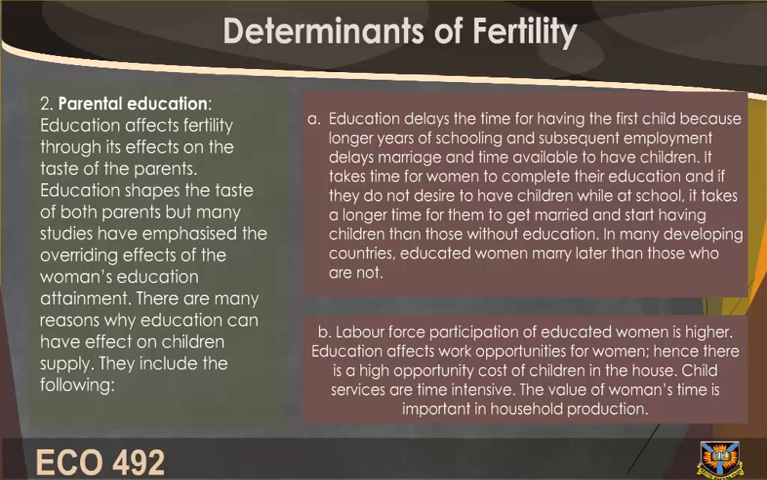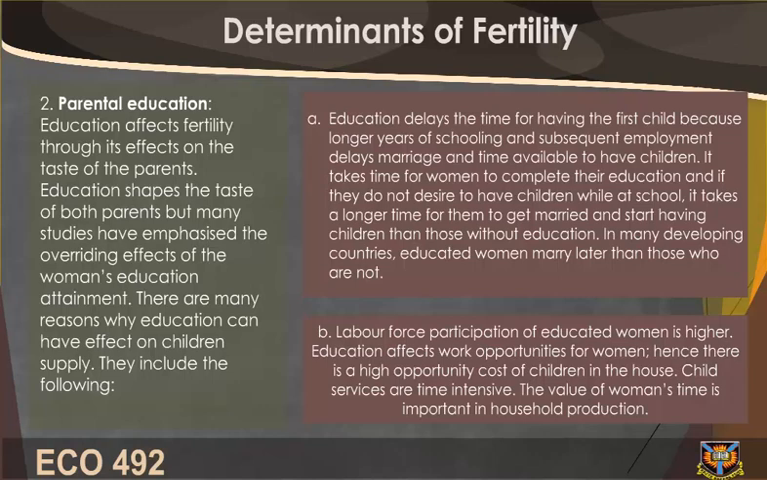It takes time for women to complete their education, and if they do not desire to have children while at school, it takes a longer time for them to get married and start having children than those without education. In many developing countries, educated women marry later than those who are not. B. Labor force participation of educated women is higher.